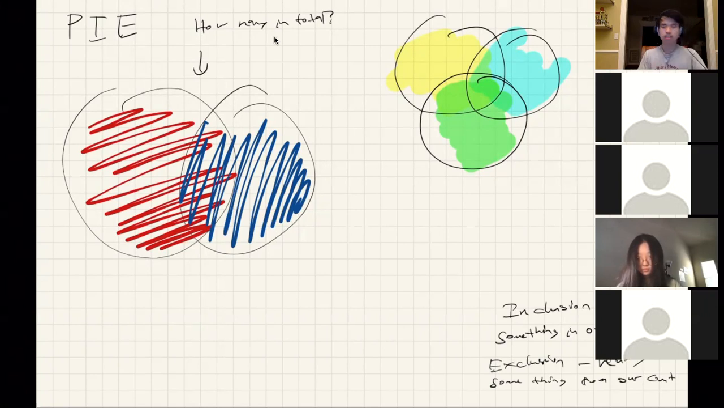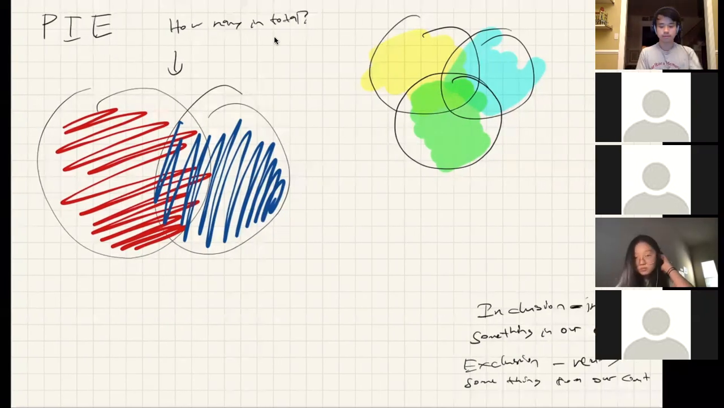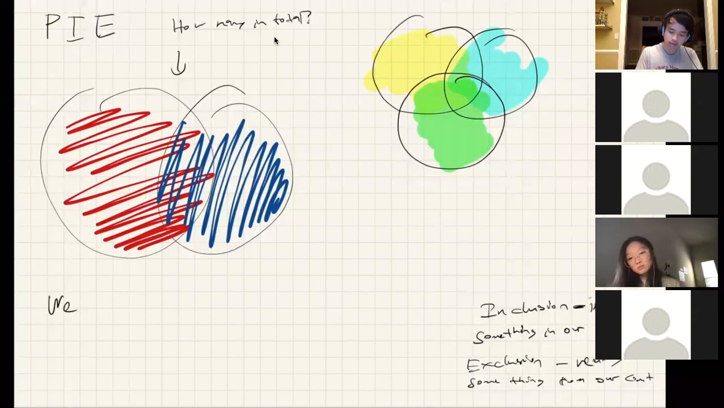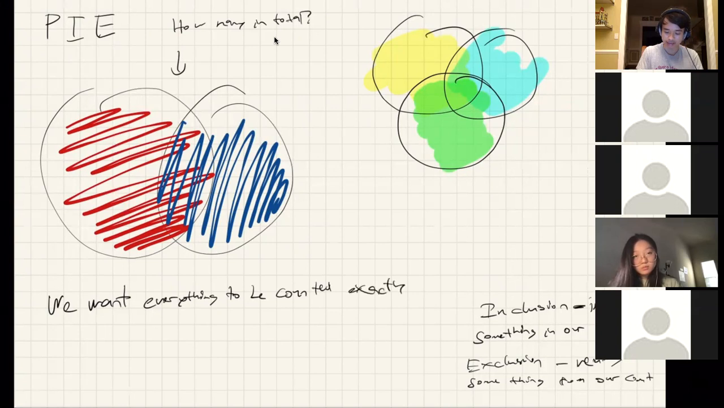So let's think about this more. This goes back to the fundamental idea that we want everything to be counted exactly once, right? Not twice, not 3 times, not 4 times, not 0 times. We want everything to be counted exactly once, and that's the only way that we're going to get a correct answer.